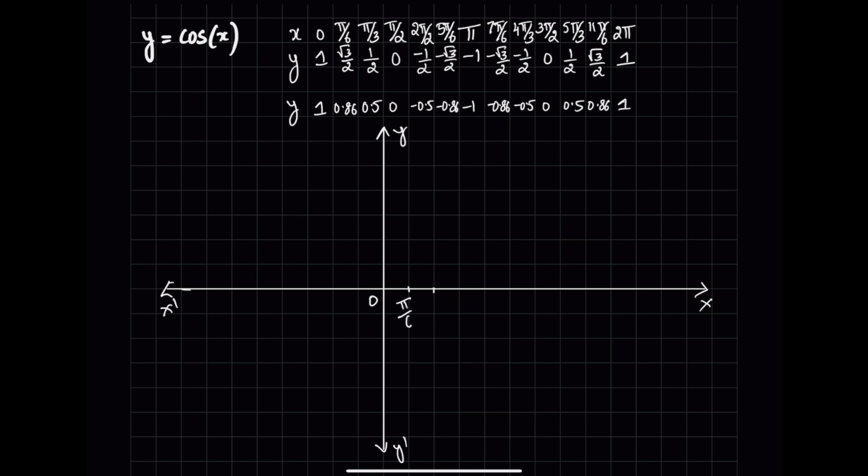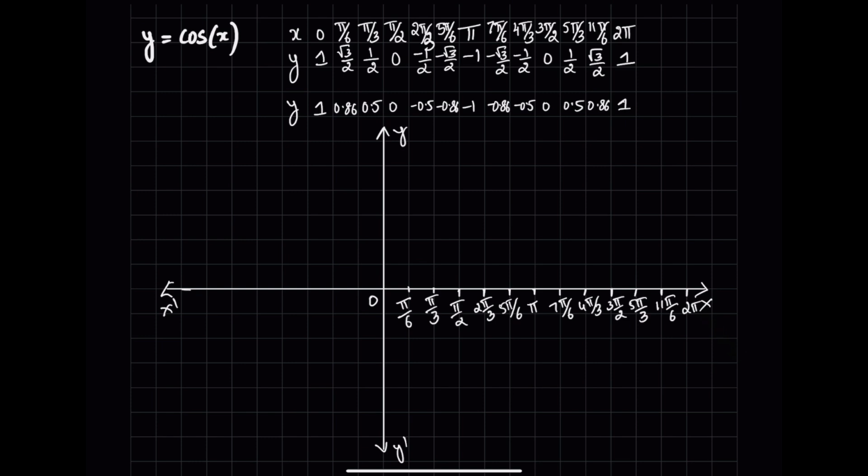So starting with pi by 6, pi by 3, pi by 2, 2 pi by 3, I'm sorry about that, 5 pi by 6, pi, 7 pi by 6, 4 pi by 3, 3 pi by 2, 5 pi by 3, 11 pi by 6, 2 pi.